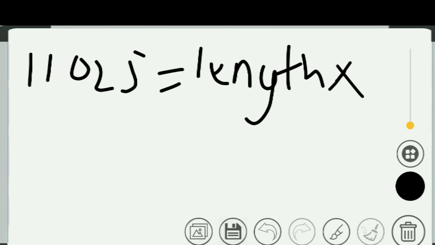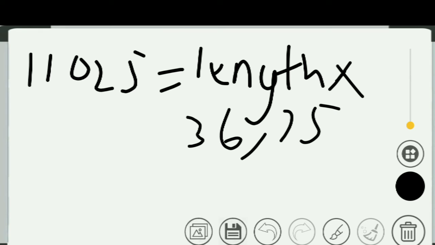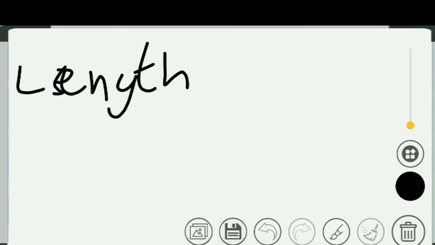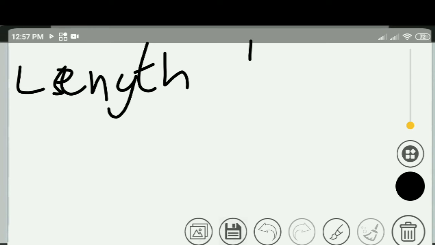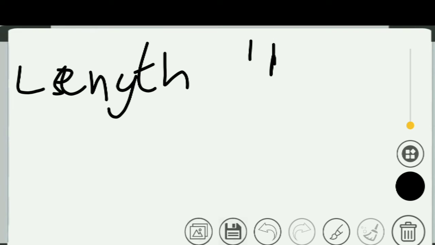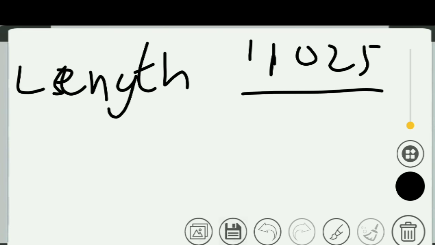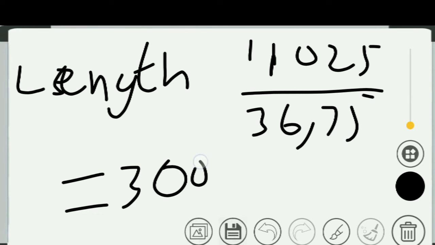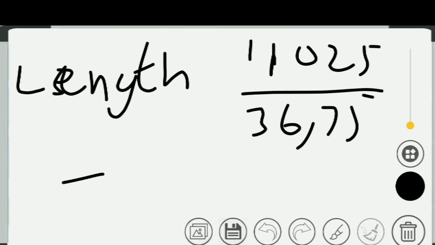Let me write down, guys, because I don't have space. Multiply by 36.75. So now we're trying to find the length. The only thing we have to do is to exchange things. I'm sure you guys know this by now. I'm going to say length, which is 11,025 divide by 36.75 equals 300 cm. This is the final answer, guys, of 3.3.